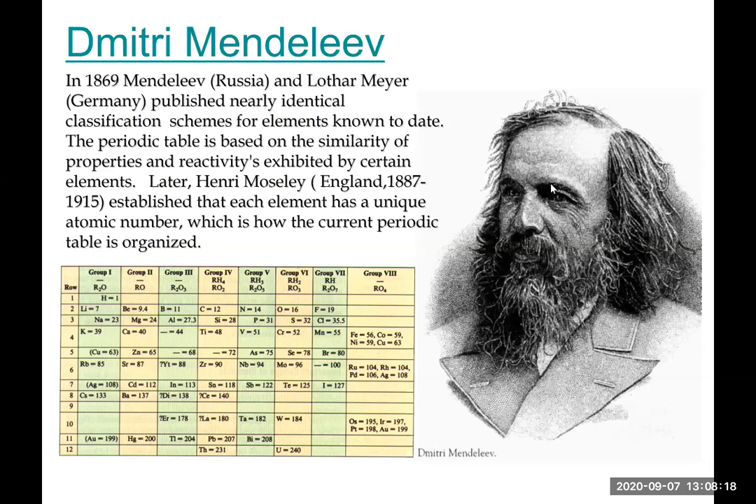They were in two different countries and published nearly identical periodic tables of the elements. Now, this is fairly provocative when you think about the fact that at the time there were no cell phones, there was no internet. And so these two scientists really couldn't communicate, yet they both independently in two different countries published nearly identical classification schemes for the periodic table. These schemes were based on the physical and chemical properties of the known elements at that time.